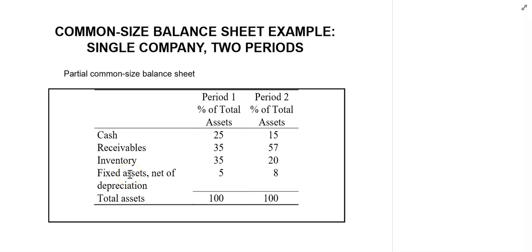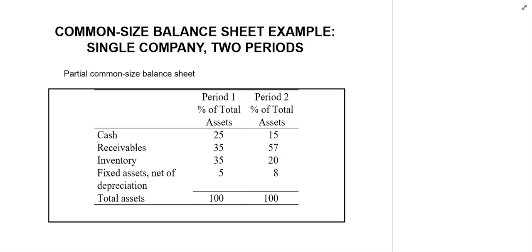We have to use judgment and interpretation to answer questions such as what are the important components of the company's balance sheet, have any notable changes occurred, what caused the changes. For example, in period 2, receivables are 57% of total assets. What are the possible reasons for the increase in receivables? For example, the company may be making more of its sales on a credit basis rather than a cash basis. It may be due to the actions taken by a competitor of the company.